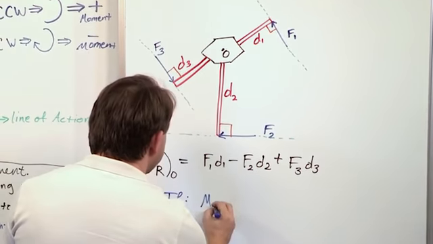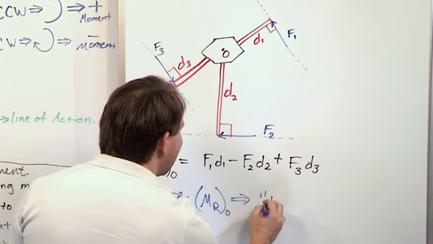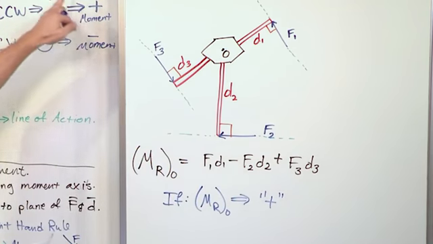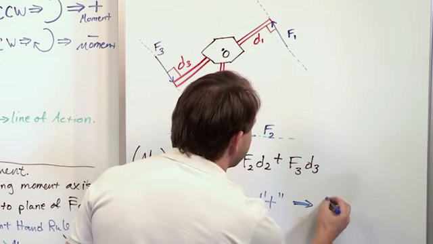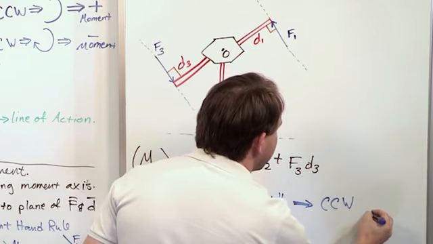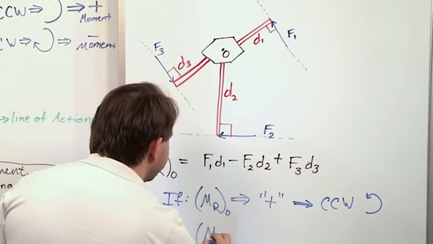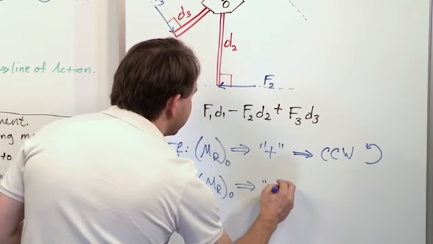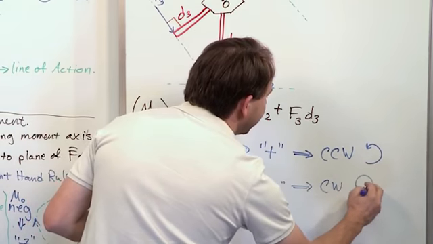If the resultant moment about the axis ends up being positive, then what does that mean? Well, we said positive moments rotate counterclockwise. That means that the resultant of all of this stuff is going to rotate counterclockwise, which is like this, okay? Or the other situation is the resultant, after we calculate it, is going to be negative, which means a clockwise rotation, which means like this.